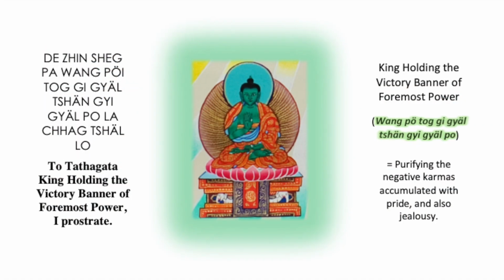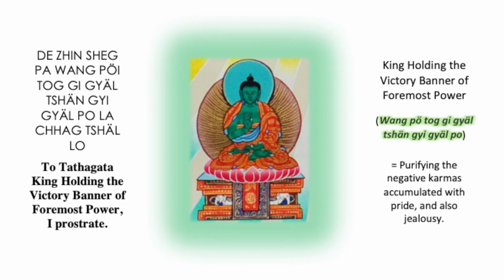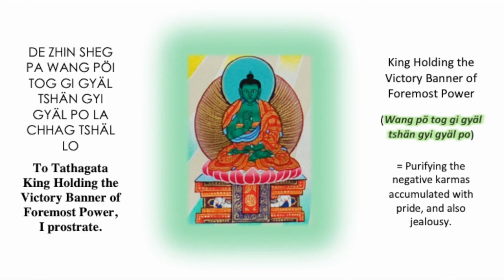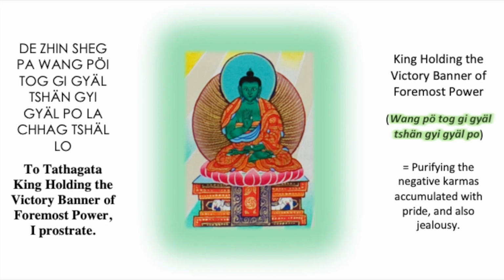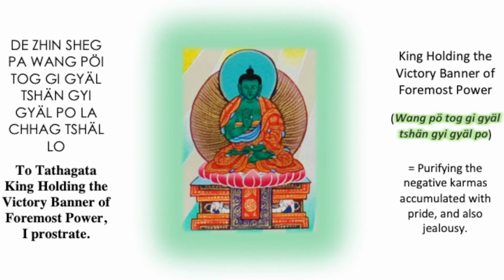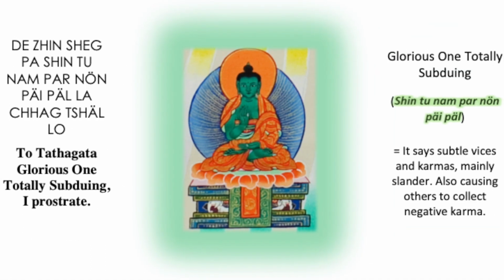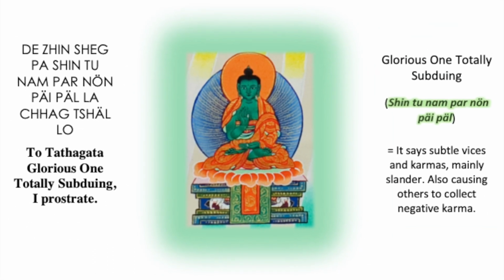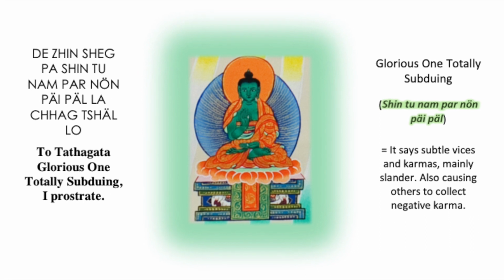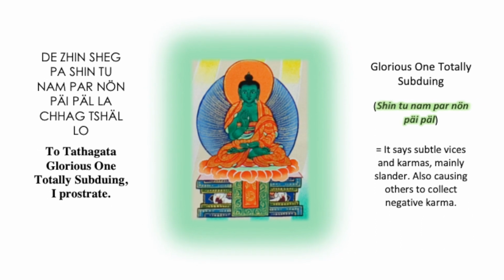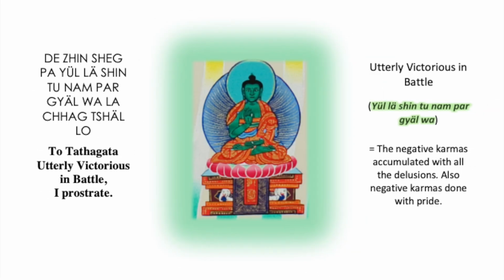To Tathagata, King holding the victory banner of foremost power, I prostrate. To Tathagata, Glorious One, totally subduing, I prostrate.